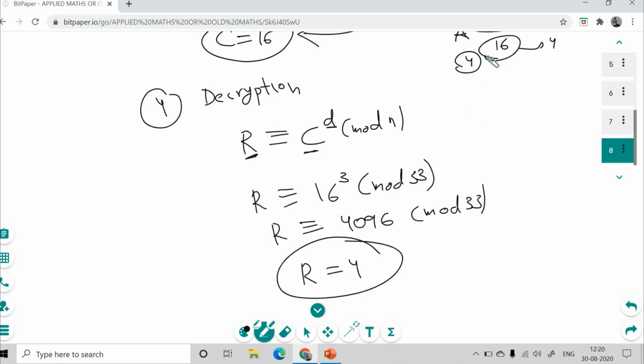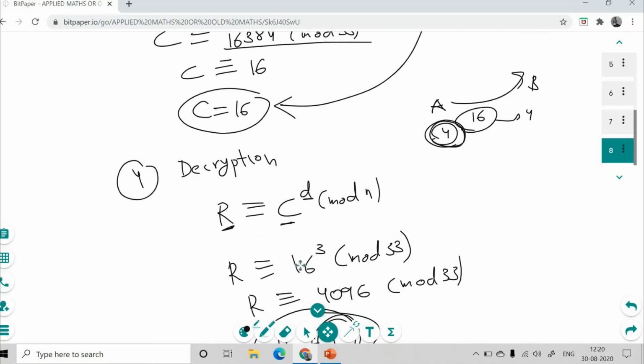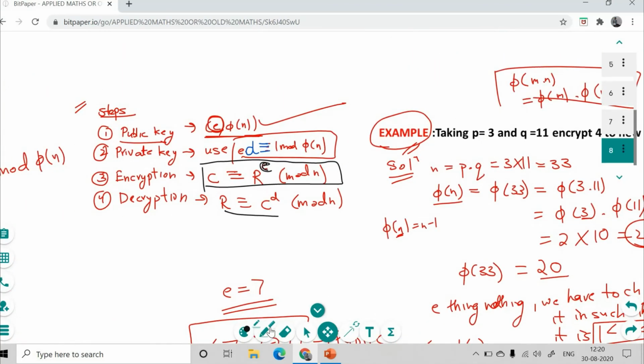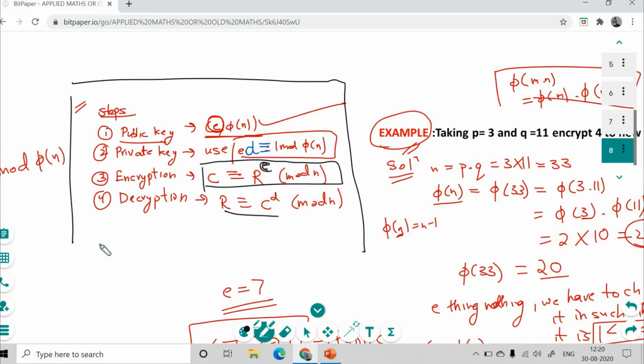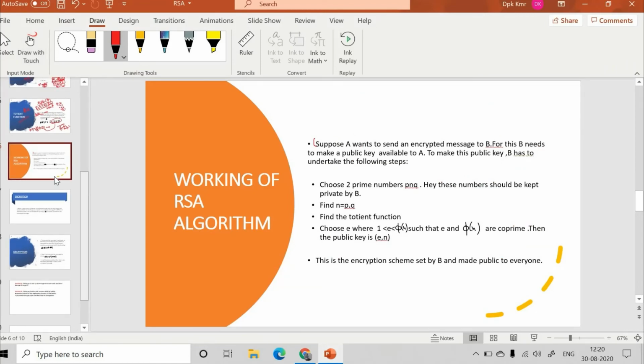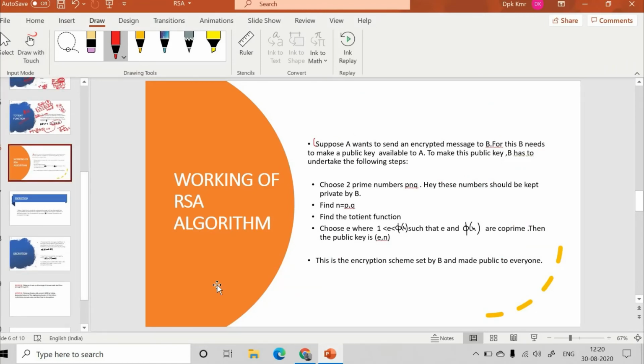Always remember, the encrypted message should be similar to the decrypted message. That's the whole purpose. So this is the way we have found out the method for RSA. So remember these steps. This is the key for solving. You can take a screenshot for this. Now coming back to our slides, you will understand it easily, the working of RSA.